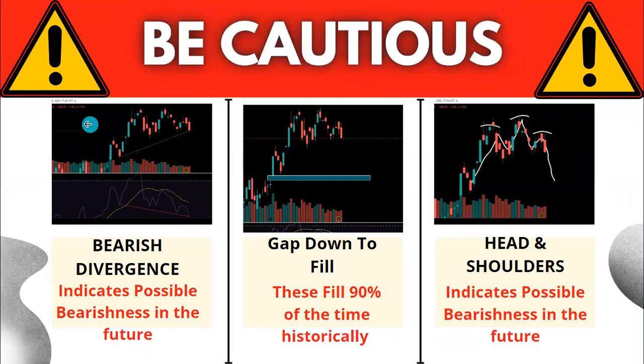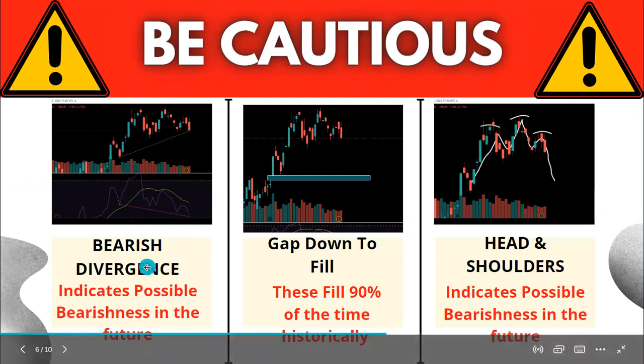We have bearish divergence. If you can see, we have a very nice green trend line going up on the stock price, but on our relative strength index, which measures the relative strength of a stock at its current price level, the price has gone up, but the relative strength has dropped. This indicates possible bearishness in the future.